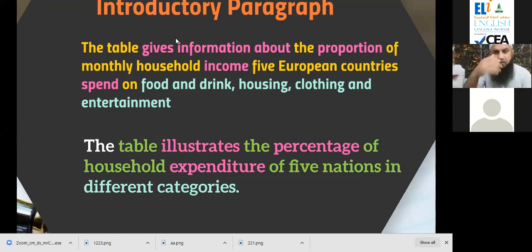You changed it. Of 5 nations, here countries written in yellow, you change countries into nations because you are rephrasing. In different categories, because food and drink was there, housing there, clothing. So you just said different categories. That means this is your introduction. It could be 2 sentences or 3 sentences maximum. Don't write a detailed introduction. So this is how you write every question's introductory paragraph.